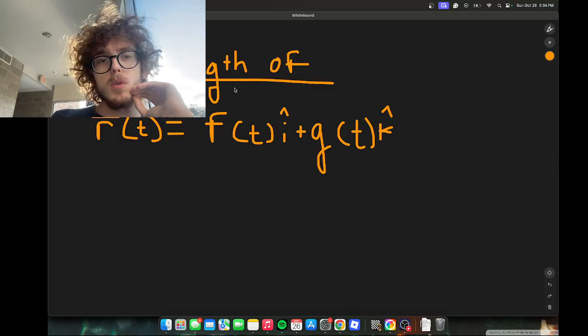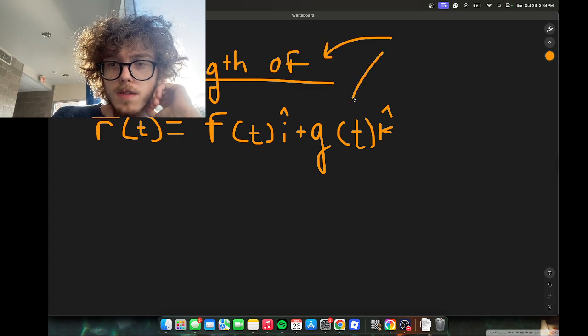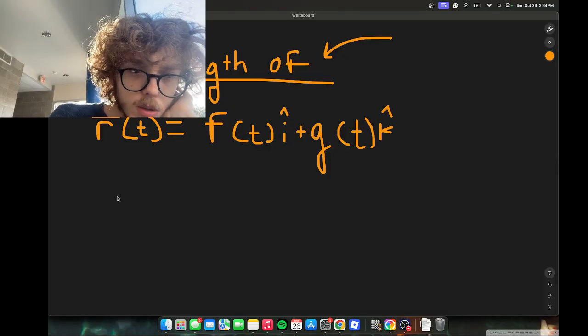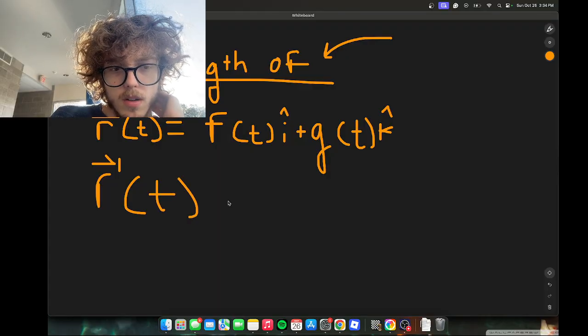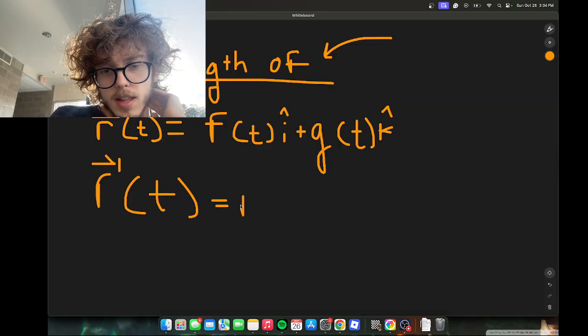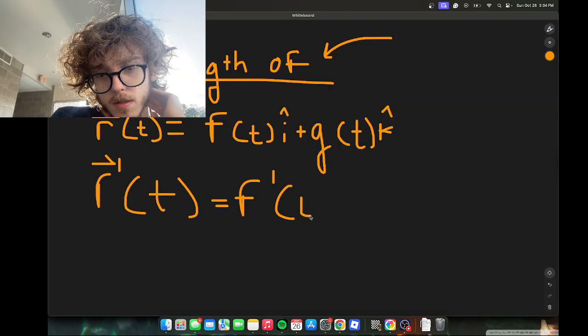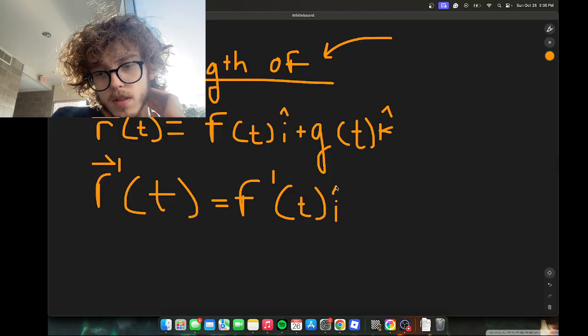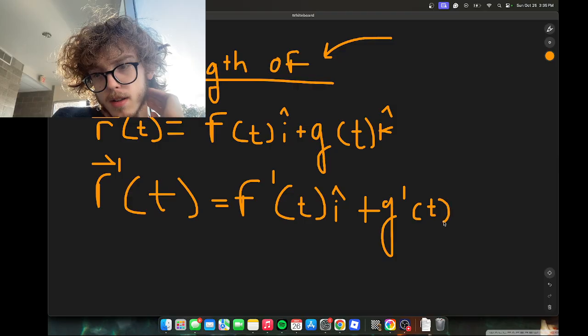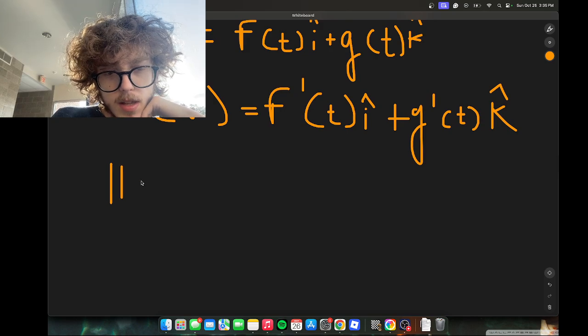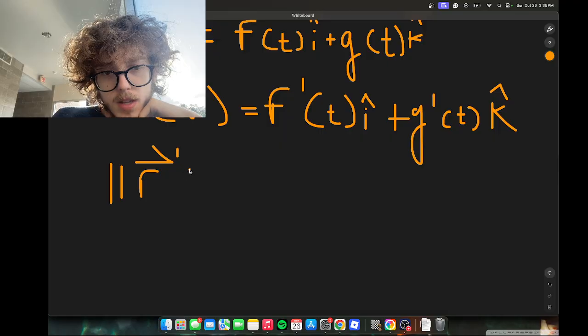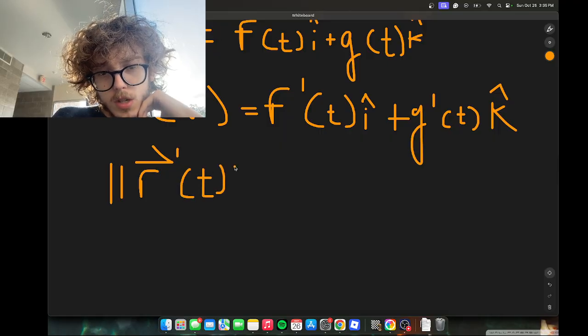So let's say we want to find a function that expresses the arc length of this specific vector function. So what we would do is we'd find the derivative of the vector function. We'd do r prime of t, and we'd say that that is equal to f prime of t i plus g prime of t, and we add that k variable on. Okay, and we know that we now have to take the magnitude of the first derivative vector function.